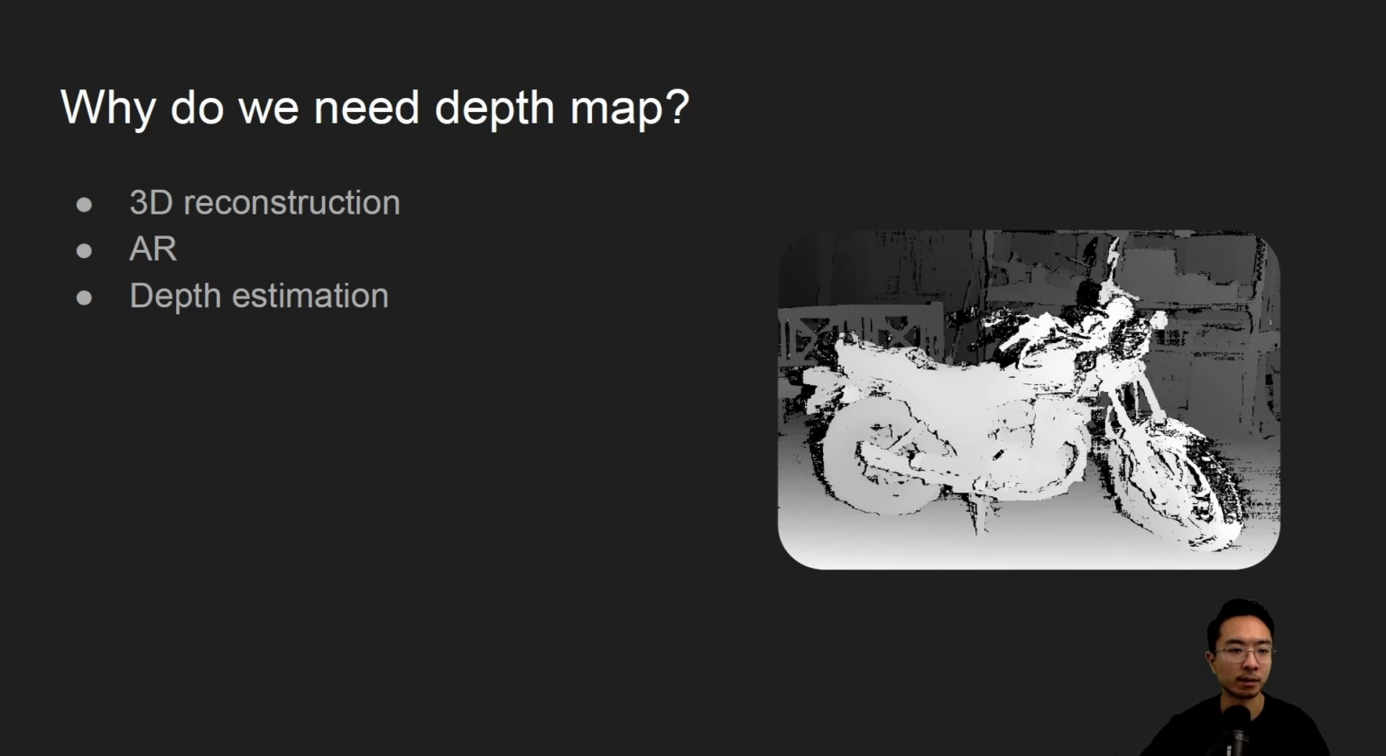So why do we need a depth map? There are different things you might need it for, such as 3D reconstruction. You could take a depth map and convert it to a point cloud. You could do things with AR and things with depth estimation if you want to measure things for certain applications.